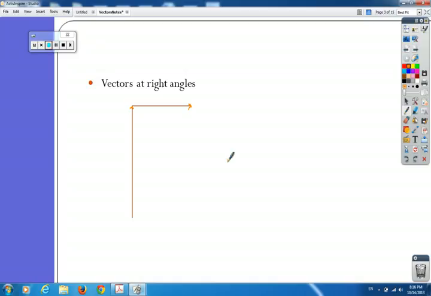Vectors at right angles don't pose a big problem. This would be like flying to Chicago, heading straight north, right? There's our north. If we were flying to Chicago at 400 kilometers per hour, and then we had a wind coming out of the west at, say, 100 kilometers per hour, we'd actually be getting blown off course.